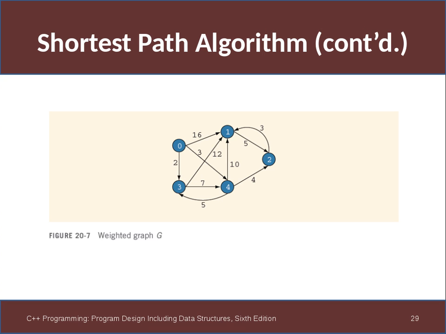So let's take this example. How many nodes are on here? 5. All right. And the weight from 0 to 1 is 16. How about the weight from 1 to 0?